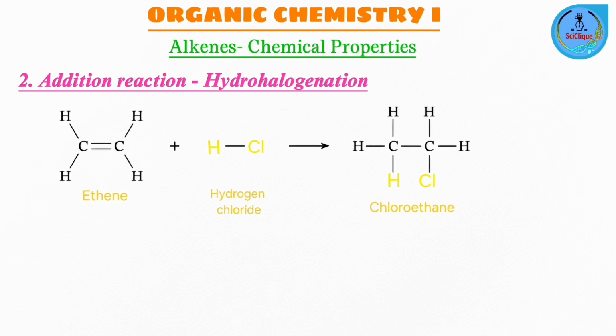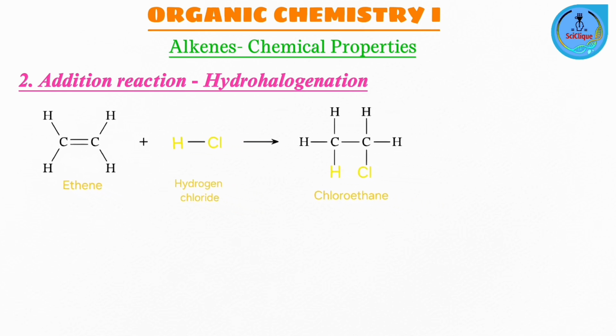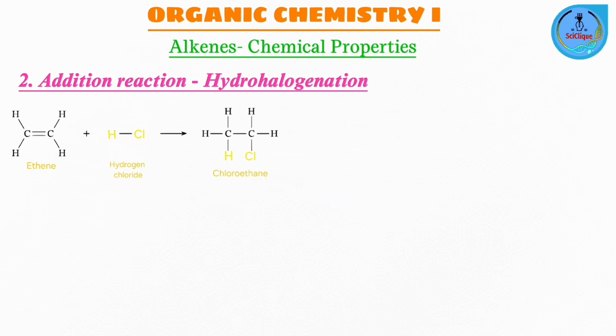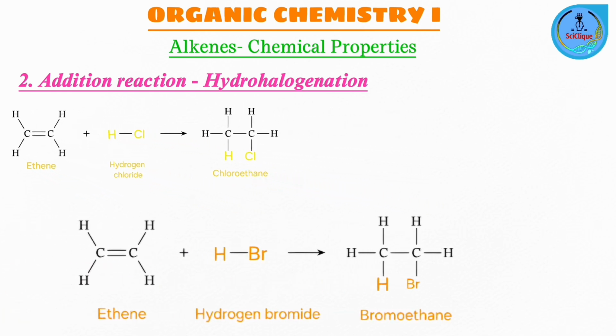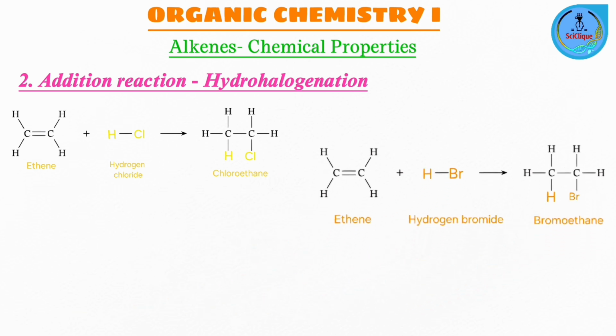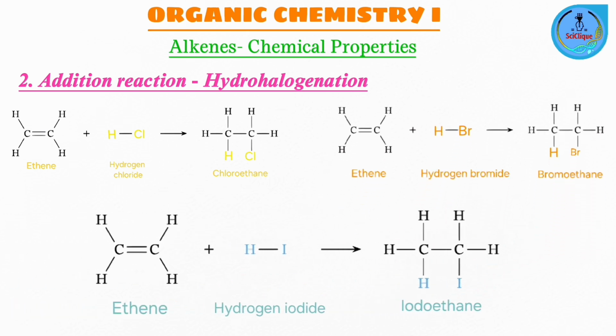The double bond will split open. And if it does so, you're going to have three single bonds. Hydrogen attaches at one end, chlorine attaches at the other. And you get your compound that is known as chloroethane. Now, what about if you get ethene and hydrogen bromide? You get bromoethane. Ethene and hydrogen iodide, you get iodoethane.